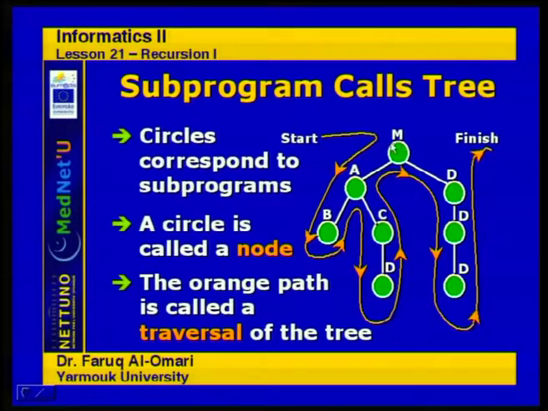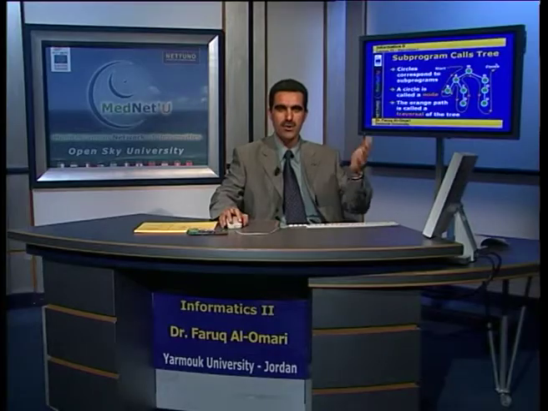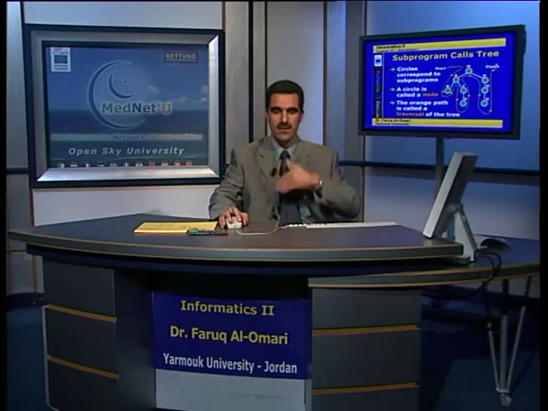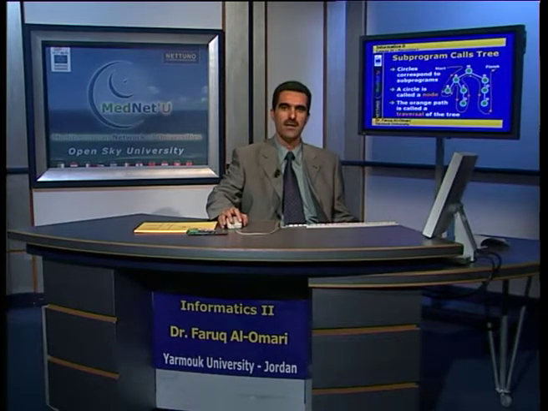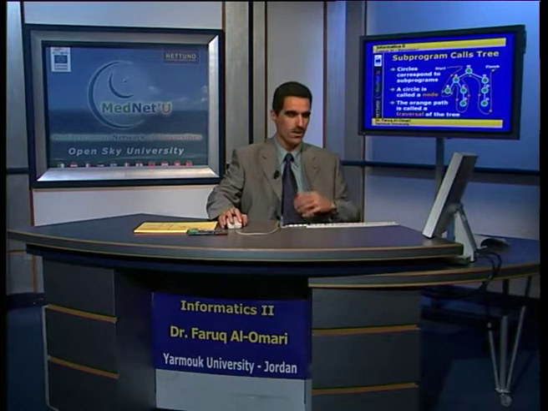So I start from main, which calls A. A is calling B, and then it returns, calls C, D, and then I return to C, finish, go back to A, go back to main. Main is calling D, D again, returns, and we're back and we're done. So basically, it shows the traversal, the sequence of events that occur throughout the execution phase of the whole program.